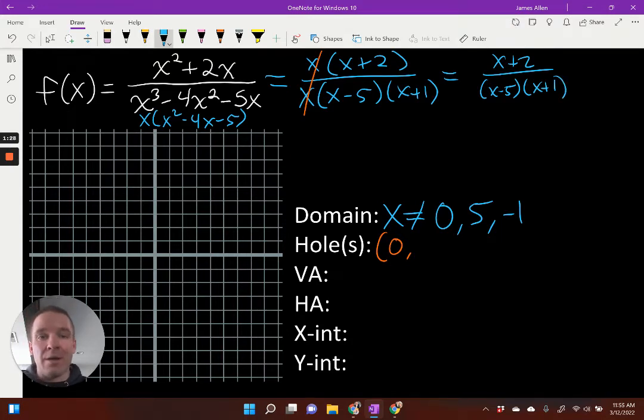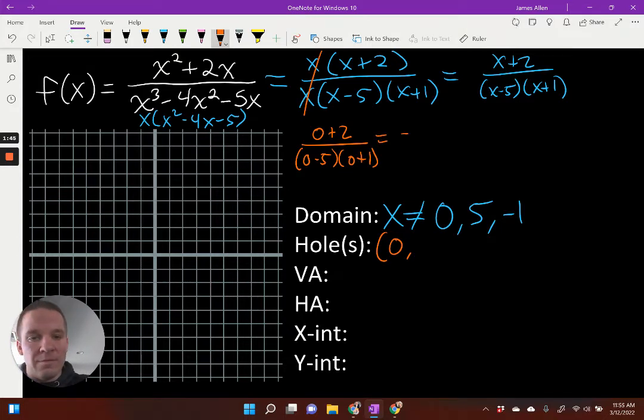Okay, how do I get my y coordinate for that hole? I'm going to plug in 0 for x. So let's do that. I would take 0 plus 2 divided by 0 minus 5, 0 plus 1. So I'm going to have 2 divided by negative 5, which would just be negative 2/5. Cool. Not too bad when it's 0 that you're plugging in.